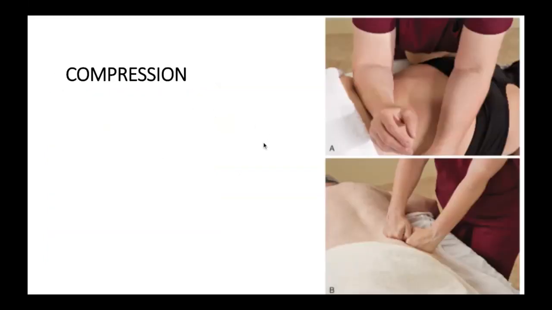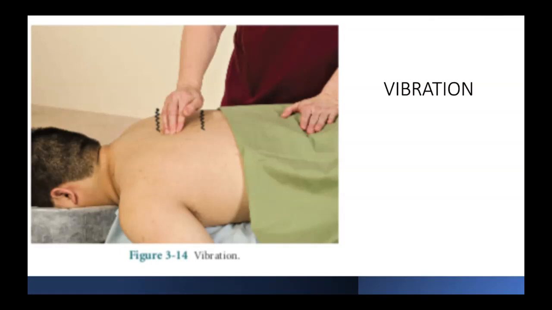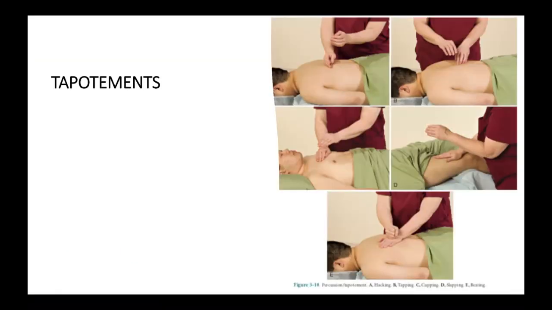Here you'll see an example of compression. The elbow is being used and the fist is being used. Okay. And here is vibration. And then we got tapotement. All right. I'll just spend some time going over that. All of that information is in your Tappan's book.